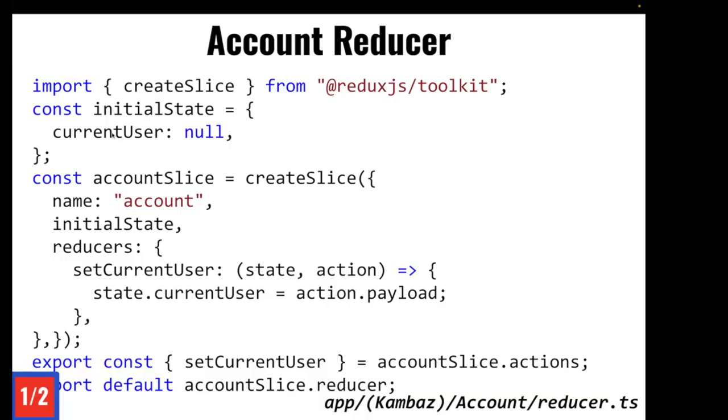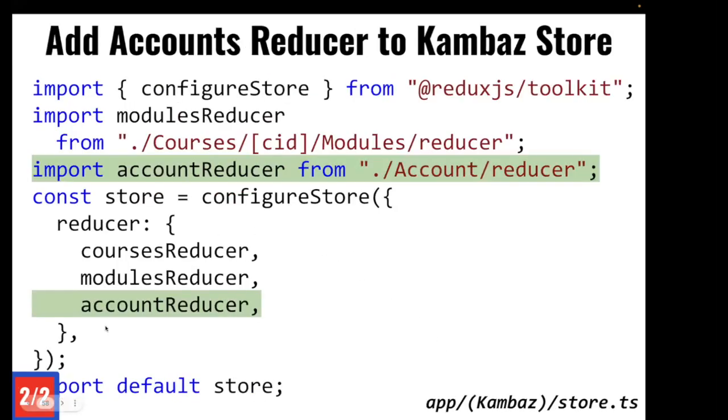All right. So here we have a current user. That's the only thing that we're going to keep track of here. I mean, there could be several other things, maybe like preferences and so on. And we're going to have a reducer that's going to allow us to set the current user. For instance, when we log in, once we identify the person from the database, we're going to be able to update who the current user is. So this is a brand new reducer, and we're going to add it to the store. And again, all our reducers are going to be in this same store, which is the Kambaz store.